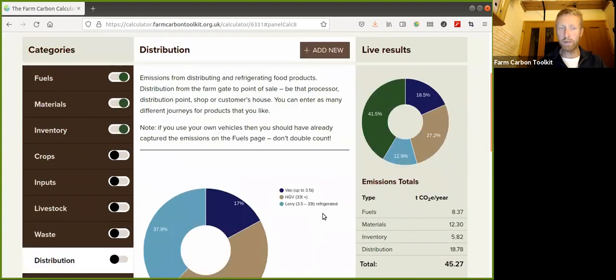Whereas if the fuel's just being used in tractors on the farm, but then also in vans for distribution, it's really helpful to separate that out, because then you understand the impacts of where those emissions are, where the hotspots are, and how to do something about it. So hopefully that's been helpful in just being able to understand how to calculate the emissions from your distribution of produce and where to set the boundaries when you're measuring that.